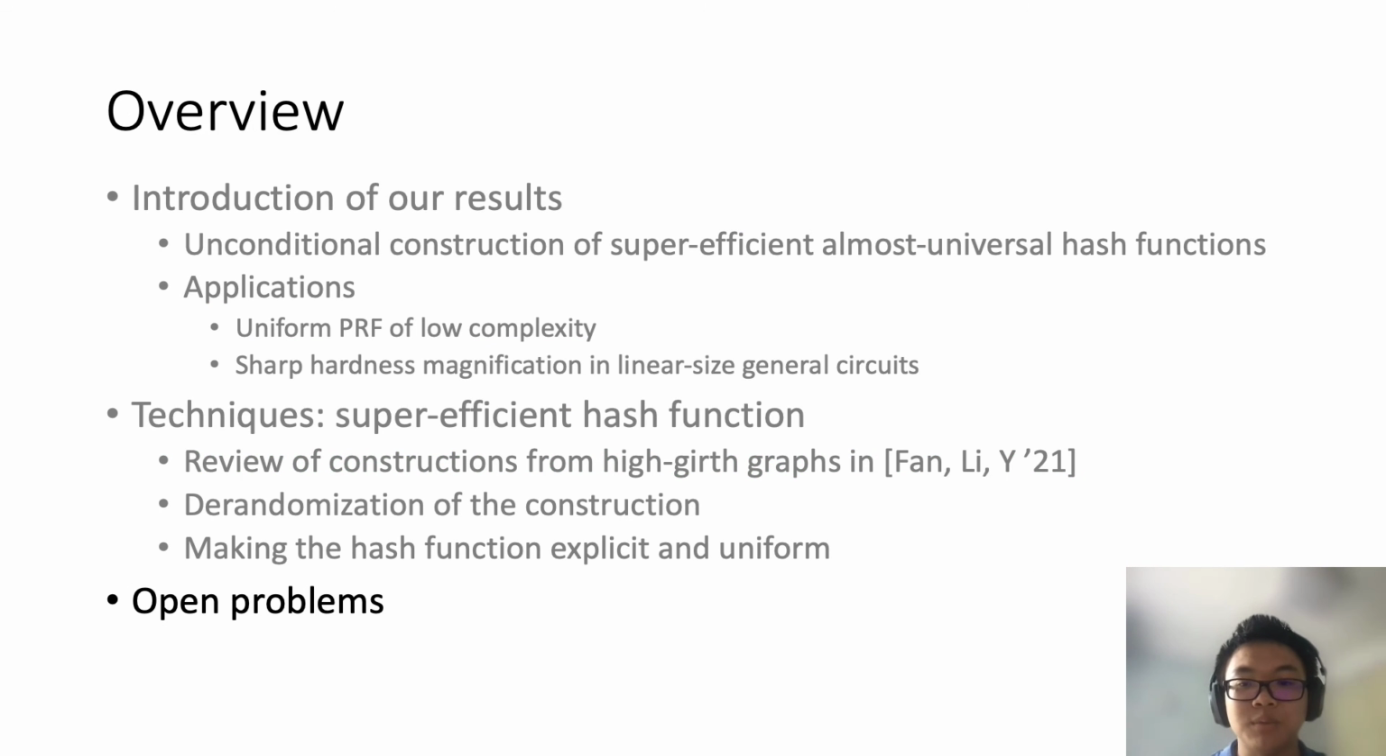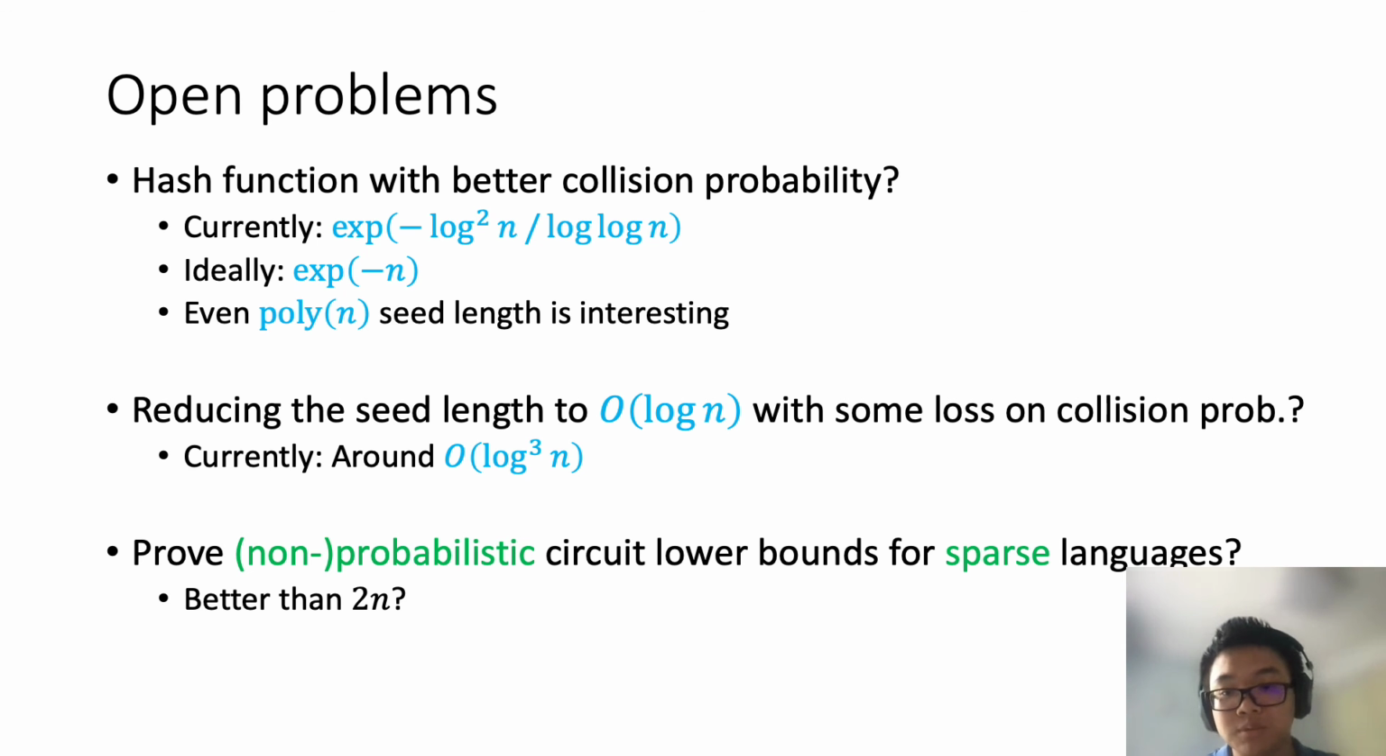Finally, I will present some open problems. The first open problem is, can we improve the collision probability of a hash function to exponential while preserving the 2n plus little o of n complexity? Our current construction is quasi-polynomial, and we don't know how to improve it. For this problem, we don't need to have polylog seed length, even a polynomial one is very interesting.